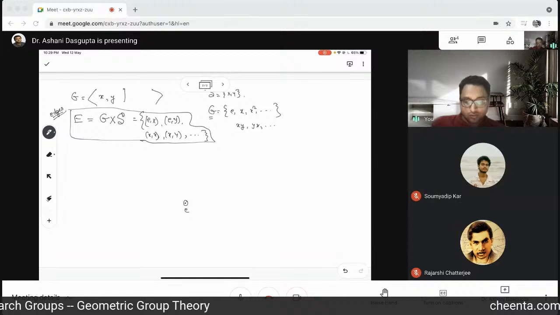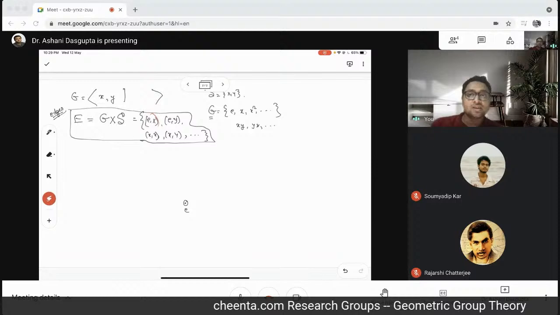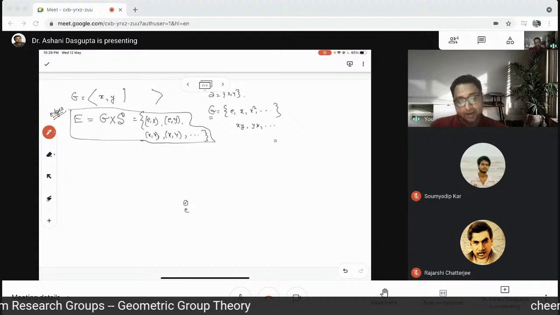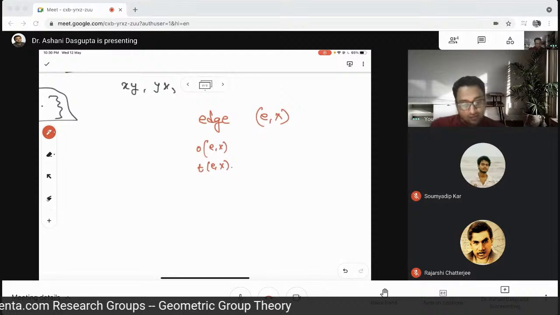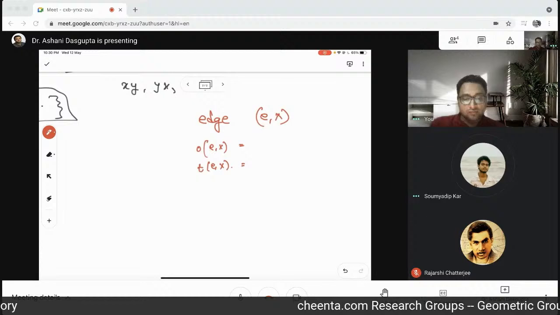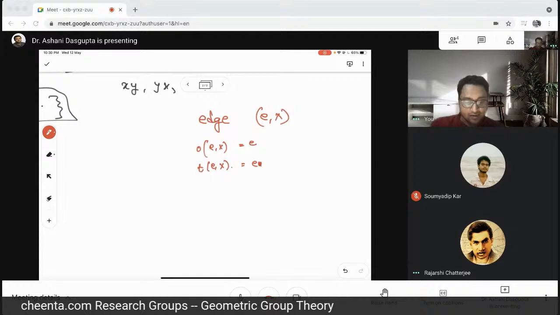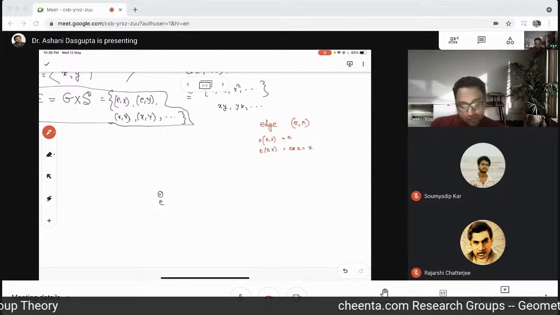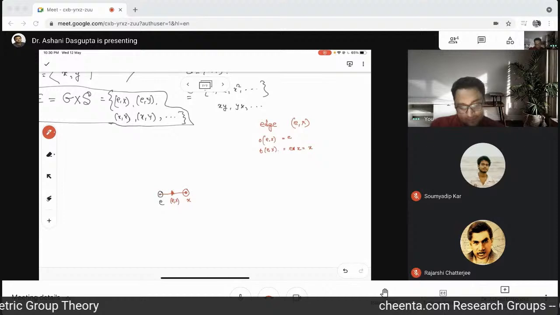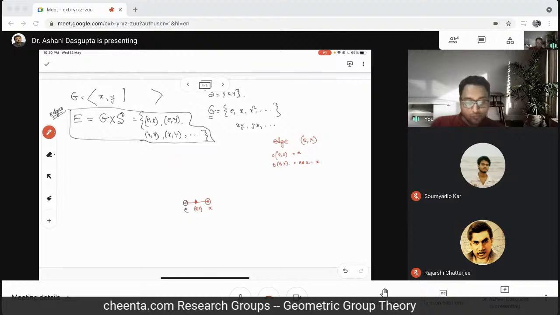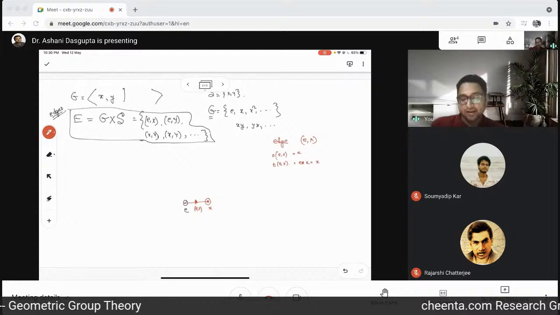So you have E. Let's look at the vertex E, edge E comma X. So can you tell me what is the origin of E comma X, and what is the terminus of E comma X? If you look at this, the origin is E and the terminus is E star X, right? So that's X. So we can draw it like this, actually. It starts at E, ends at X, and the name of the edge is E comma X, right? It makes sense, isn't it? Okay, now what, so we can apply E comma X here. We can see what happens.